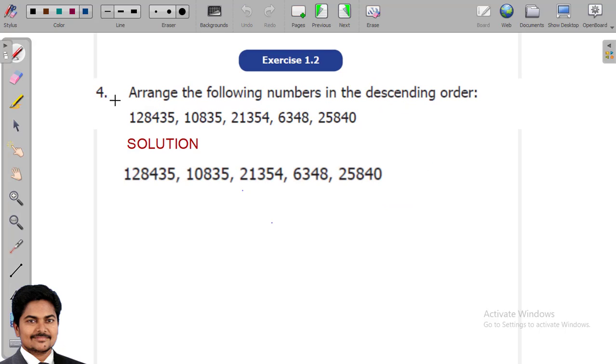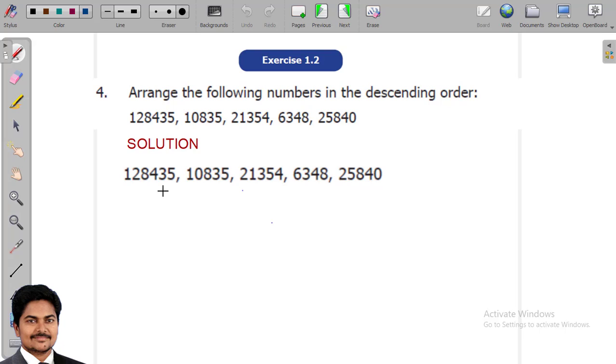Question number 4. Arrange the following numbers in descending order. The given numbers are 1,28,435, 10,835, 21,354, 6,348, 25,840. So first write the given numbers as they are.